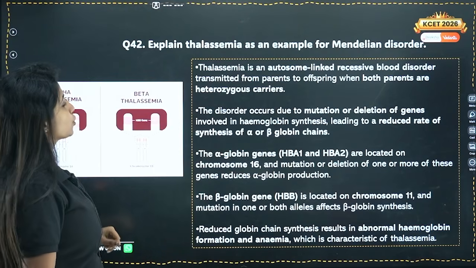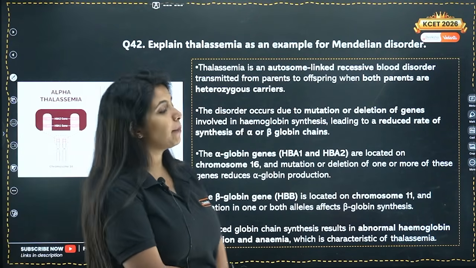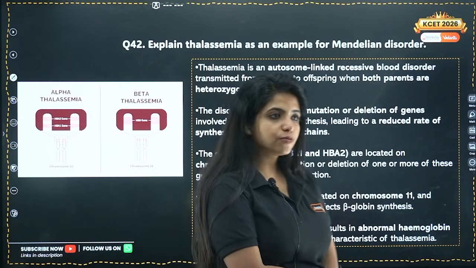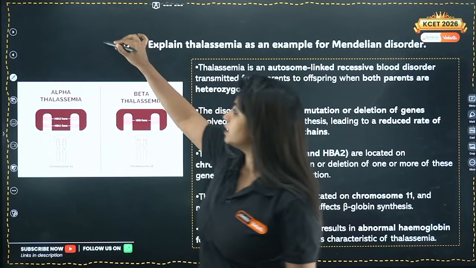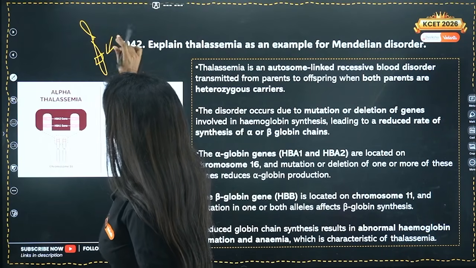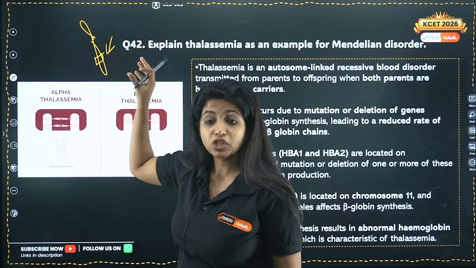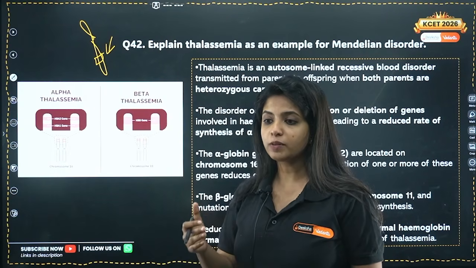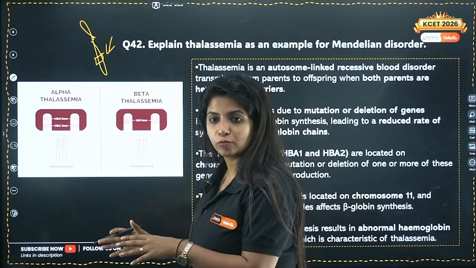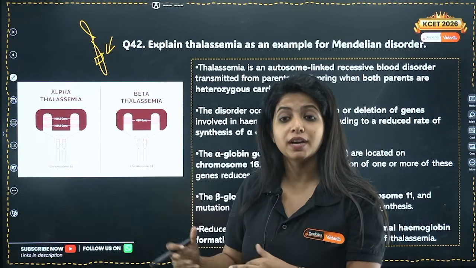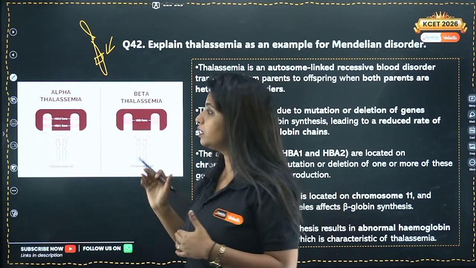Now moving ahead with the last question, explain thalassemia as an example for Mendelian disorder. So we have two types of disorders, Mendelian and chromosomal. Mendelian means suppose there is a gene on a chromosome, and that one gene is being affected, and because of that I have a problem. That is Mendelian disorder. Chromosomal means suppose I have lost a chromosome, gained an extra chromosome, or there's some structural deformity in the chromosome. That is what you call chromosomal disorders.